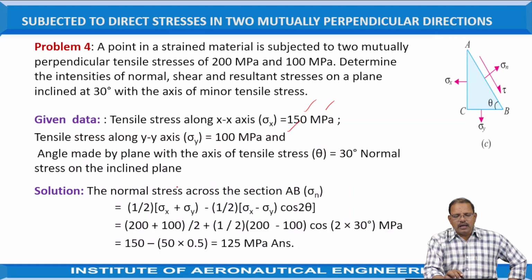The angle made by the oblique plane with respect to the positive x-axis direction is equal to 30 degrees, measured in the clockwise direction.